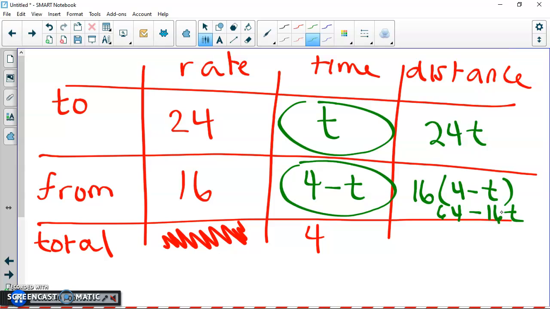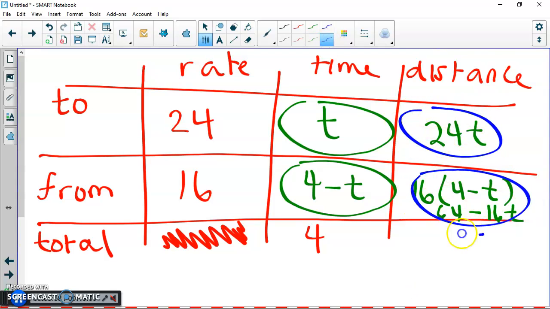All right, so how far is the island from the harbor? So we need to find distance. They did not tell you a total distance. But if you're traveling to and then you're traveling from, what can we say about the distances? If you said that they are equal, you are correct. So we are setting our two distances equal to each other to solve for time.